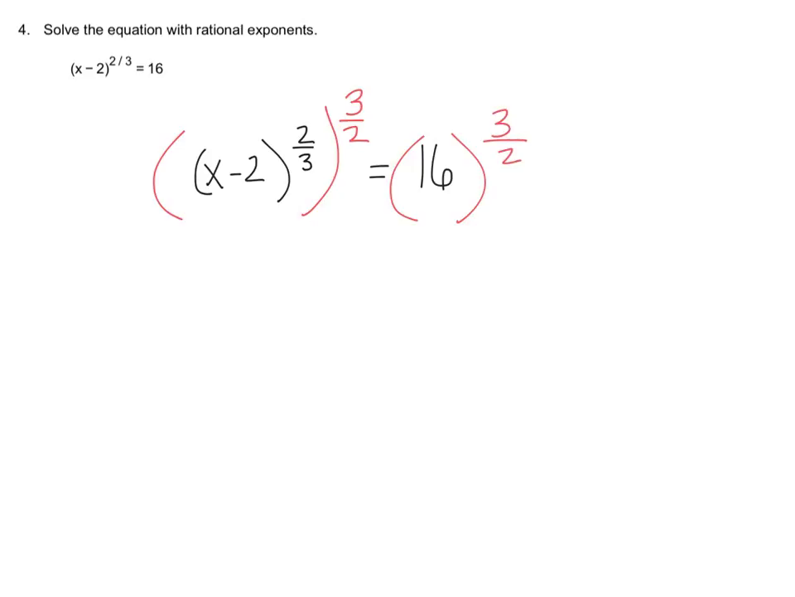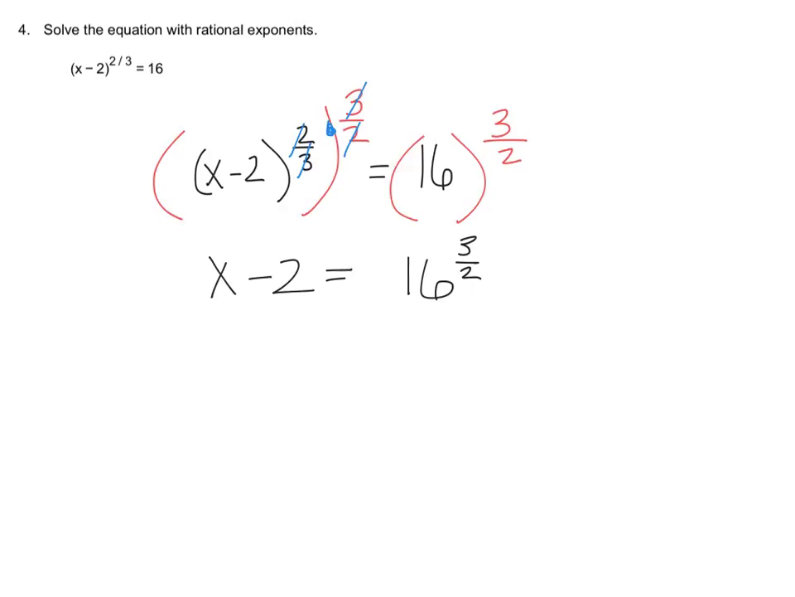If we look at the left side, the exponents cancel, leaving us with x minus 2. And on the right side, we have 16 to the 3/2 power.